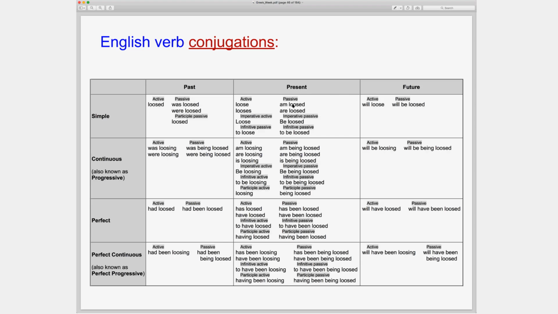Okay, and then we look at the distinction between active and passive. Active means you're loosing something. Well, passive means you were being loosed. Okay, so loosed or was loosed. Active means the subject is doing something to something else. Passive means the subject is being done unto.